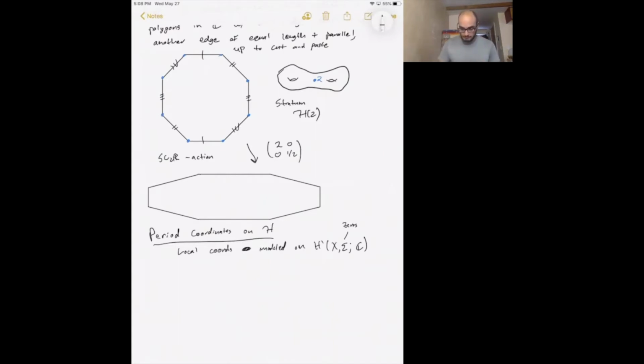Okay, so then we want to do ergodic theory. So we need a natural measure, and actually we're going to look at lots of different measures, but there's this canonical measure called the Masur-Veech measure. On a stratum H, mu_H is just locally Lebesgue measure, linear Lebesgue measure in period coordinates.